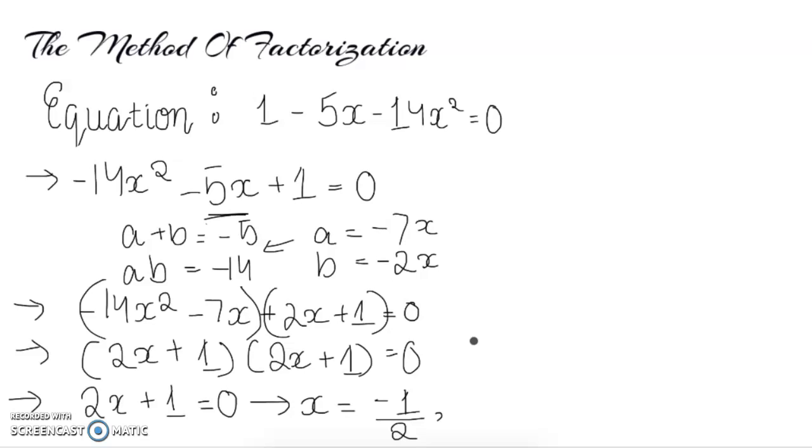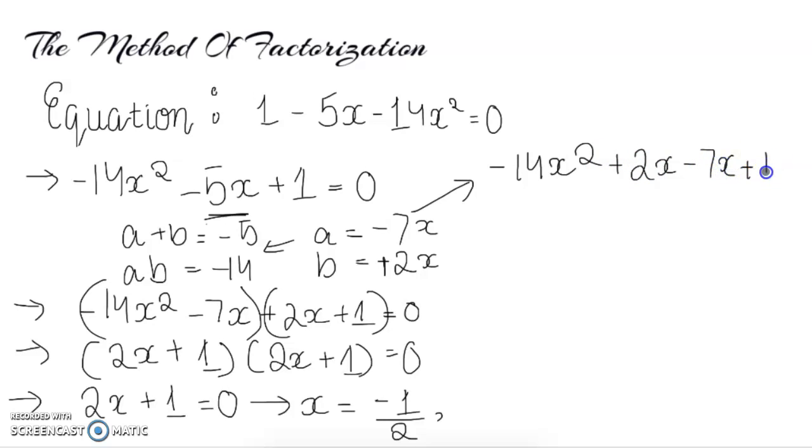Because addition is commutative, that means minus 5x is not only equal to minus 7x plus 2x, it's also equal to 2x minus 7x. So I'm going to rewrite the middle term like this: minus 14x squared plus 2x minus 7x plus 1 is equal to 0.